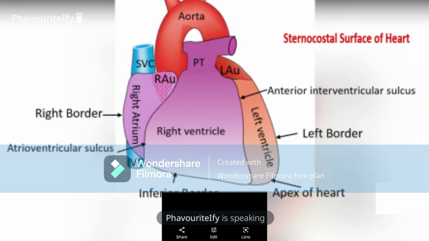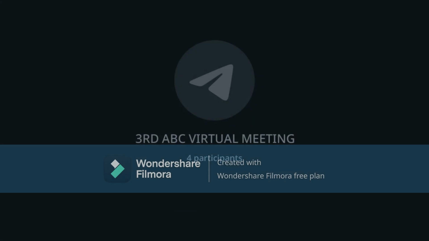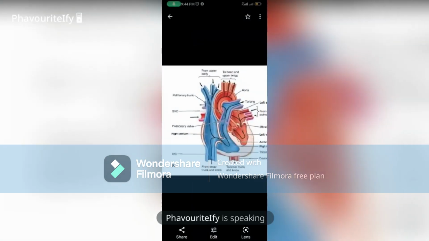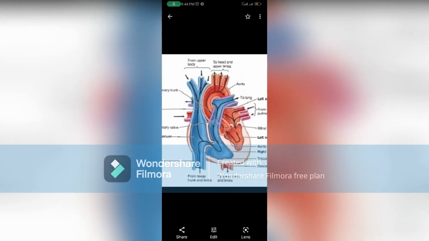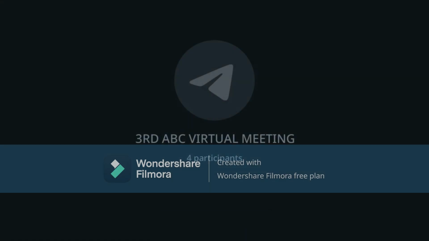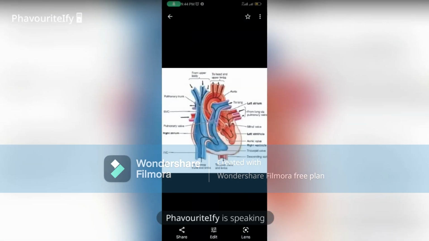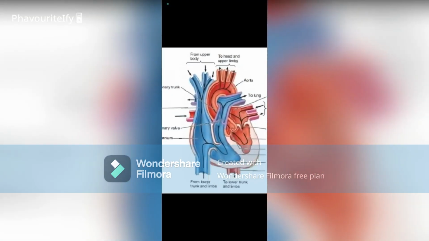Okay, so note this: the pulmonary trunk is the continuation of the right ventricle. You can see the right ventricle. This pulmonary trunk is the continuation of the right ventricle, and it is then divided into the right and left pulmonary arteries.